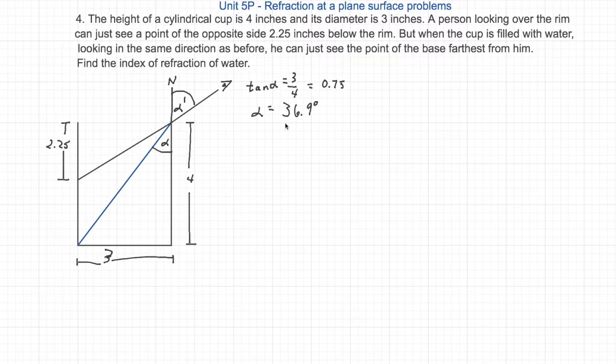Now let's complete a triangle at the top of the cup. And we'll call this angle theta. And we can calculate angle theta because the adjacent side is 3 inches. So the tangent of theta equals 2.25 divided by 3, which happens to also equal 0.75. So theta is also equal to 36.9 degrees.